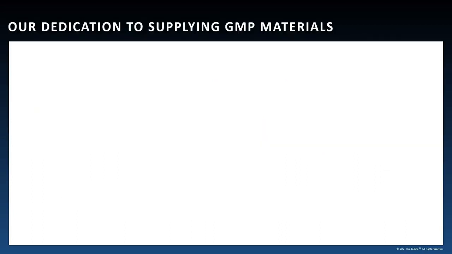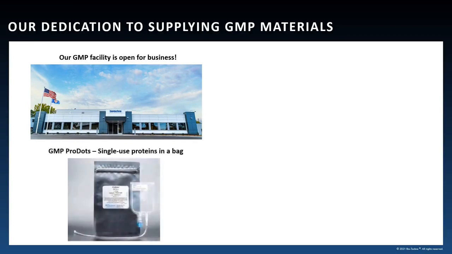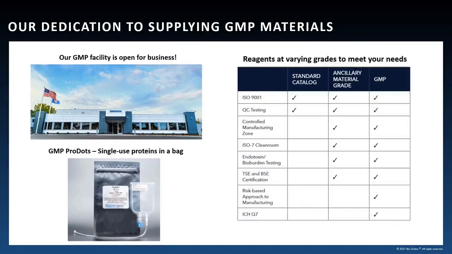I wanted to briefly highlight our commitment to providing the highest quality reagents and consumables for the first 2 steps of the process. We recently opened a brand new GMP production facility in Minnesota and have begun producing GMP-grade interleukins for cell culture work. Many of our proteins can be formulated into our GMP-grade ProDots, which are convenient, single-use proteins lyophilized into sterile bags. And shown on the right is a table of the varying levels of quality we can provide for these products, along with the relevant testing and associated production requirements for each.